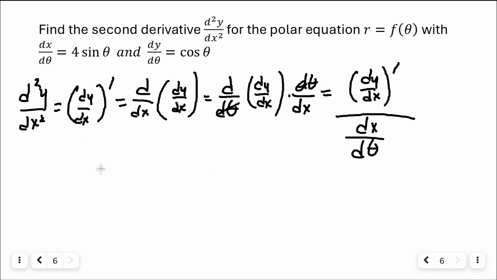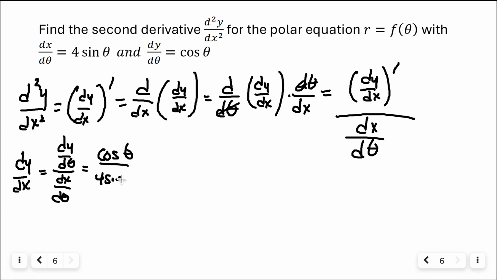All right. So we can do this. We need to know what dy dx is. Well, dy dx is equal to dy d theta divided by dx d theta. dy d theta is cosine theta. dx d theta is 4 sine theta, which we actually could rewrite if we wanted to. Cosine over sine is cotangent. So we could rewrite this as 1/4 cotangent theta, which is kind of convenient because we're going to have to derive this in a minute.